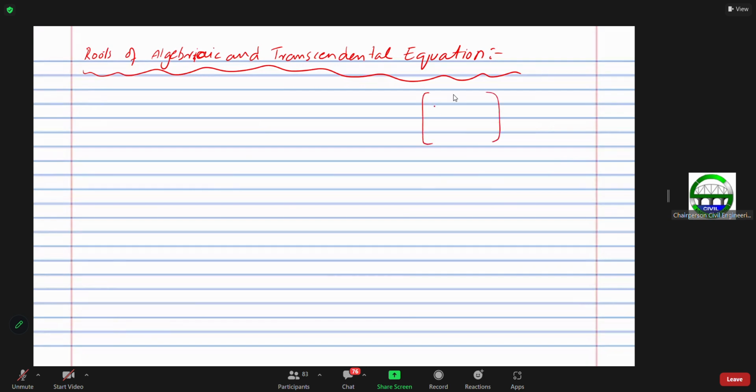sometimes these pivoting elements, like A11, A22, A33, are eliminated automatically. Eliminated means it becomes equal to 0. So in that case, we need to interchange their rows. We need to change the rows. That's why we call it the partial pivoting method.